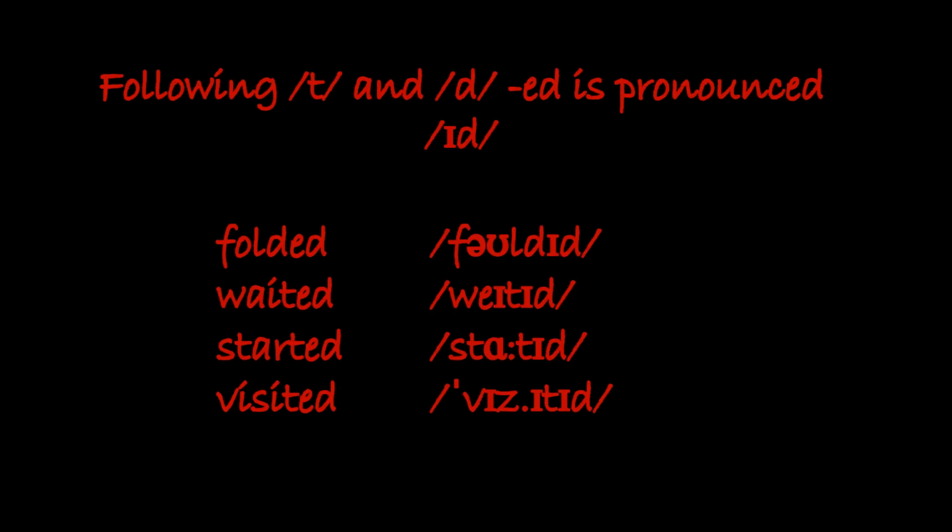So there are three ways that we can actually pronounce the ed ending. The first one we're looking at here is id, and we have that pronunciation following a t or d sound. So for example, the verb fold ends in a d, and as a consequence, when we pronounce the ed ending, it becomes folded with an id.